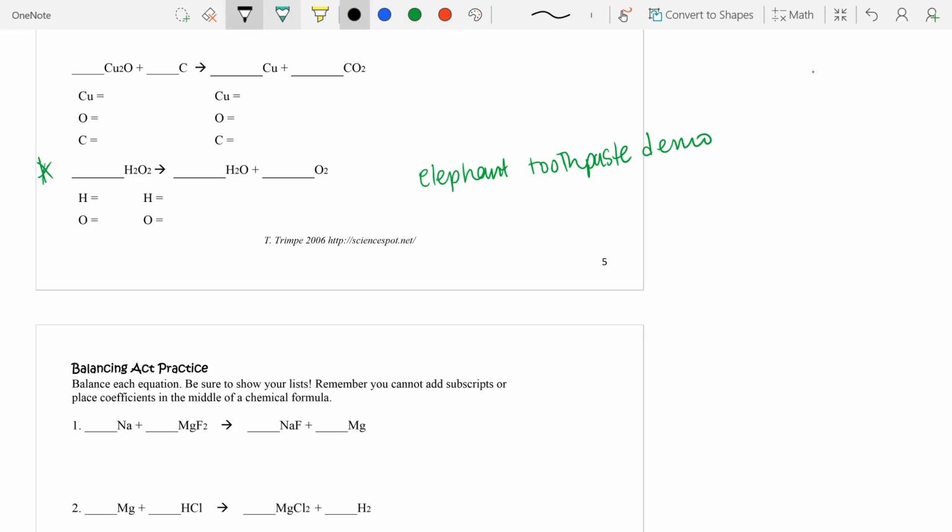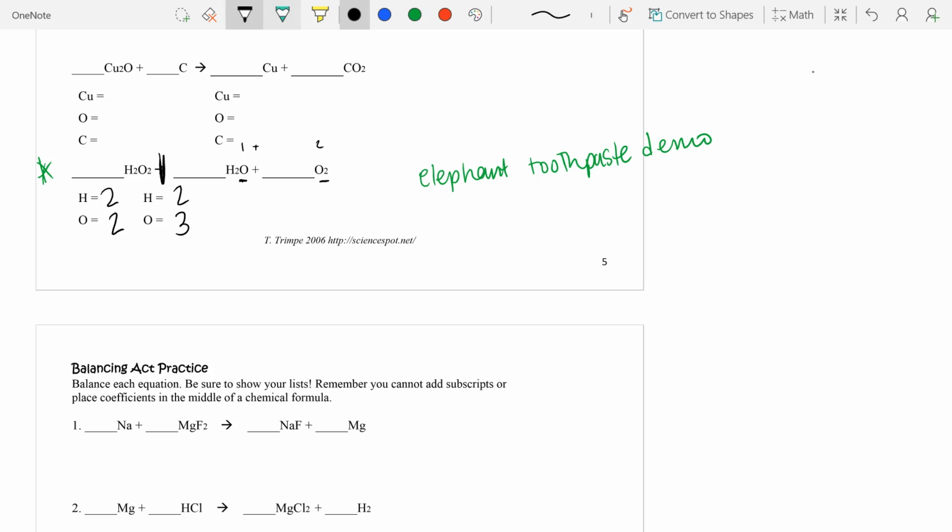So we split it up. So on the left side, okay, I have 2 hydrogens and 2 oxygens. And on the right side, I have 2 hydrogens. And here's where it's tricky. I have an oxygen there, but I have 2 there. So I have 1 plus 2 gives me a total of 3 oxygens.